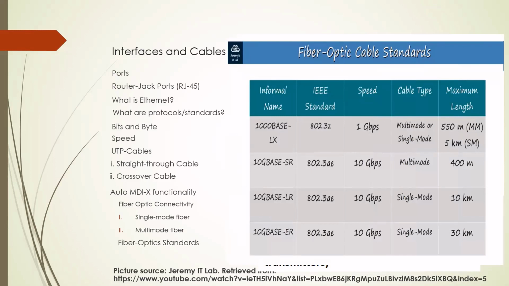Now, this is the standard that is being used there. The standard is that we have the 1000BASE-LX. Then the standard name is 802.3z. Then the speed is 1 Gbps. The cable type is either multi-mode or single mode.